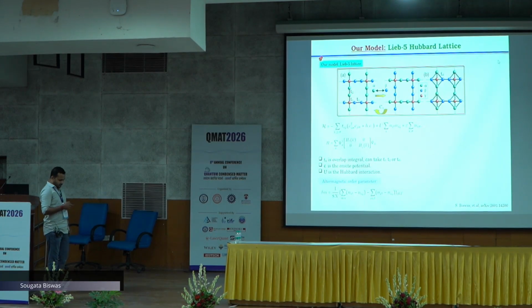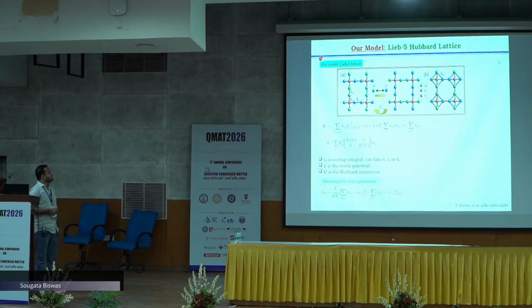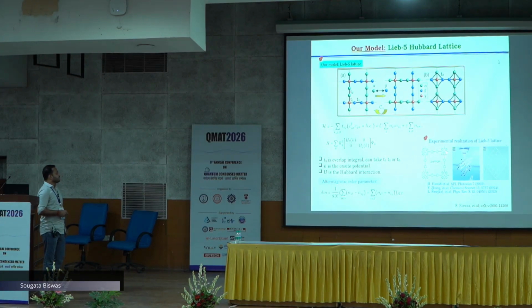Here we consider the simple repulsive Hubbard Hamiltonian, and the hopping integral can take T1, T2 or TD. T1 is the intracell hopping, T2 is the intercell hopping and TD is the diagonal hopping. Here we define the altermagnetic order parameter, which is basically proportional to the staggered magnetization, and based on this I will discuss the different types of altermagnetic phases. Not only from the theoretical point of view, this Lieb lattice model has already been realized in experiments using some chemical compounds as well as in the field of photonics.